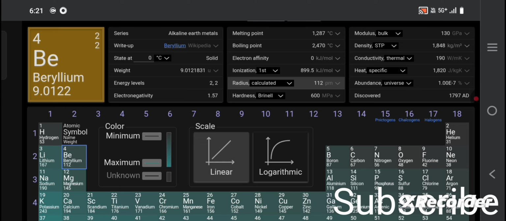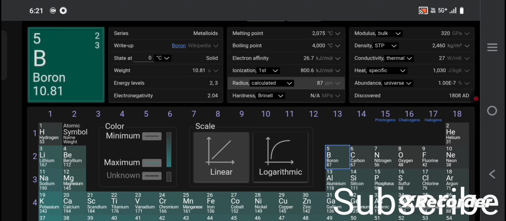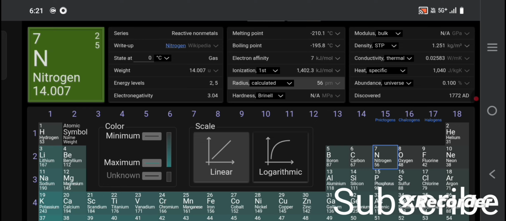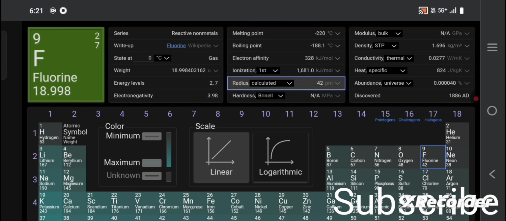So the atomic radius decreases. If you see the boron family, the radius is 87. Next, the carbon family, the radius is 67, and the next, the nitrogen family, the radius is 56. So the atomic radius decreases when we move along the period. From lithium to fluorine, there is a gradual decrease in the atomic radius.